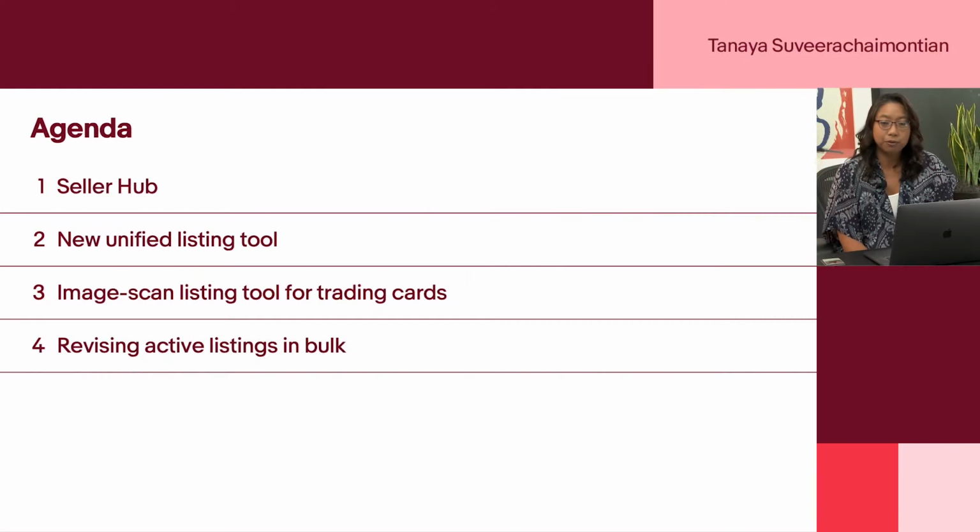The things we're going to walk through today and cover in this session are a quick overview of Seller Hub and sort of what Seller Hub is. It's the place where you go to manage all of your selling activity on eBay. Then we're going to talk about listing tools and how we can help you with listing efficiently on the platform.